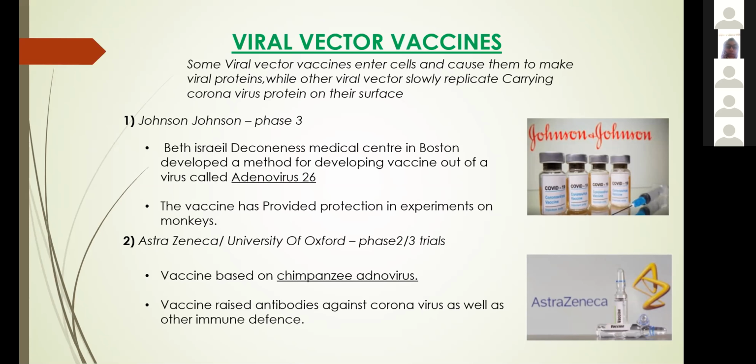The vaccine has provided protection in experiments on monkeys. Second one is AstraZeneca or University of Oxford phase 2 and 3 trials. Vaccine based on chimpanzee adenovirus. Vaccine raised antibodies against coronavirus as well as other immunodefense.